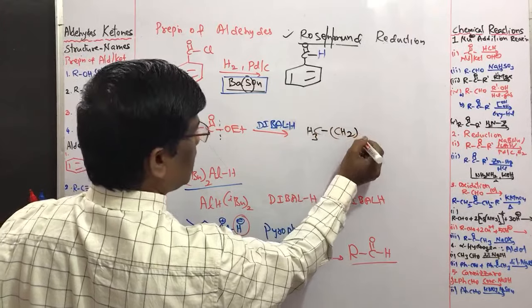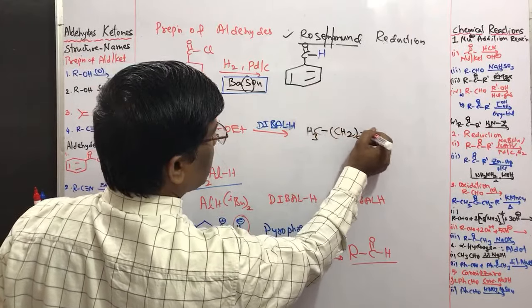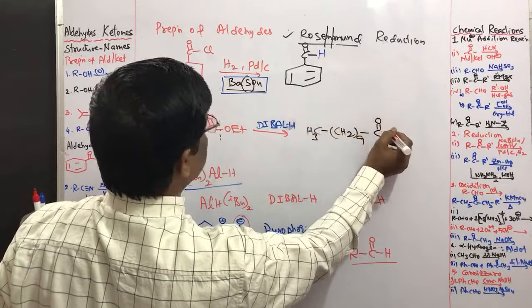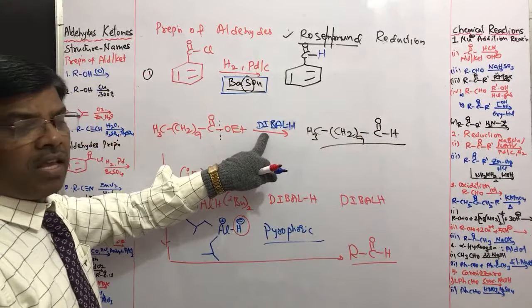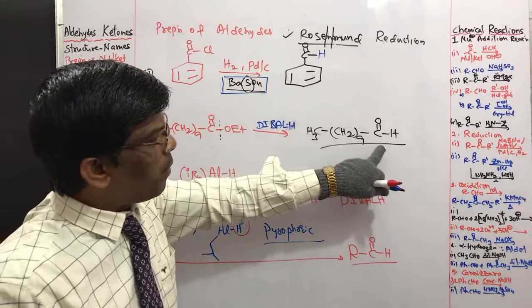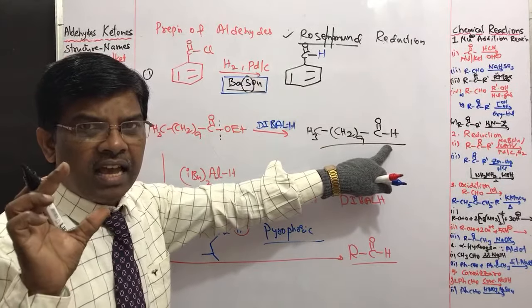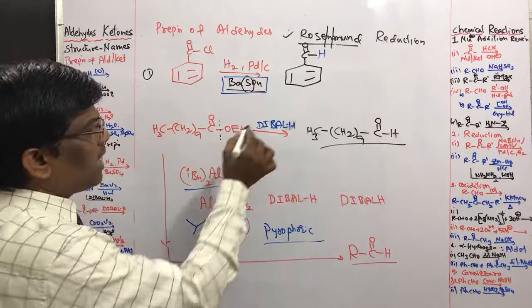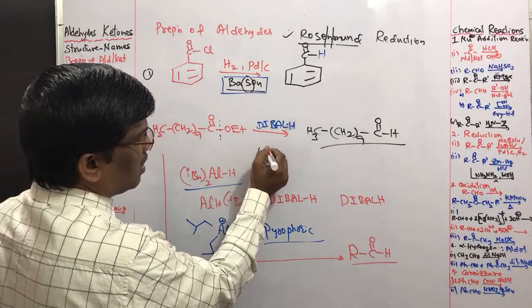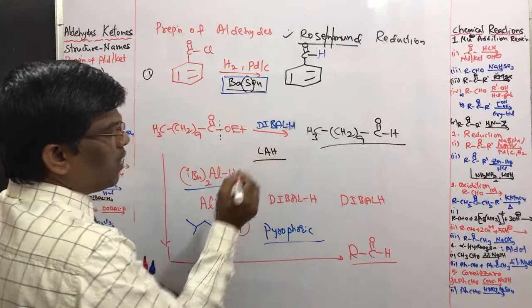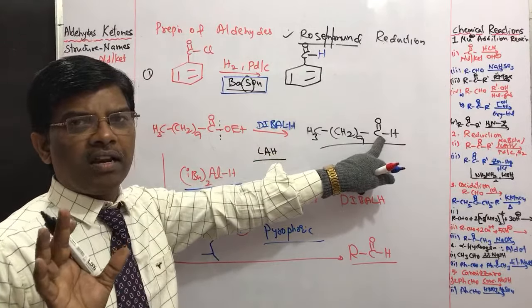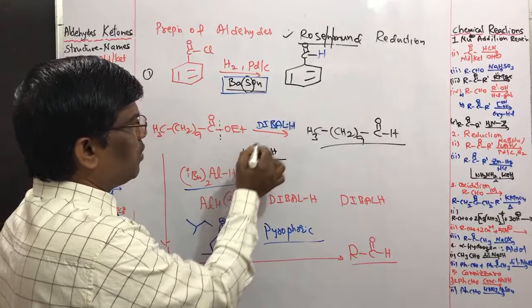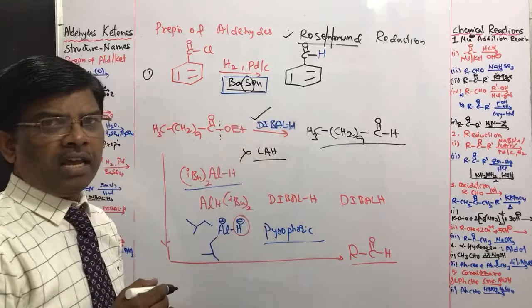You have been asked in 2019 JEE Mains a number of times. In all sessions you got DIBAL-H based questions. So it is stopped at aldehyde stage only. However, in place of DIBAL-H, if I use LAH, lithium aluminum hydride, it is going to reduce this aldehyde also to alcohol. So LAH is not going to be used. DIBAL-H has to be used.